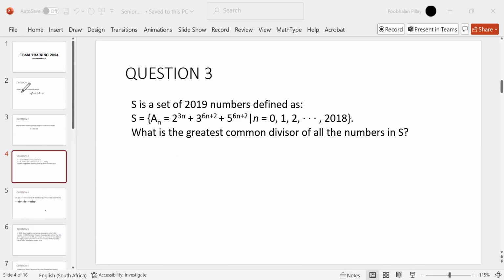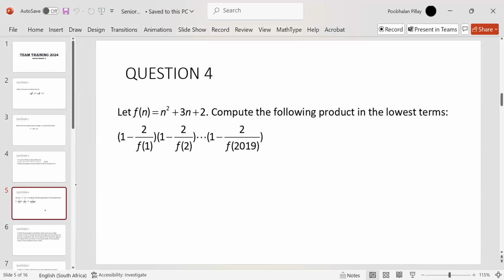Okay, now we go to question 4. Let F(n) be equal to n squared plus 3n plus 2. Compute the following product in the lowest terms.